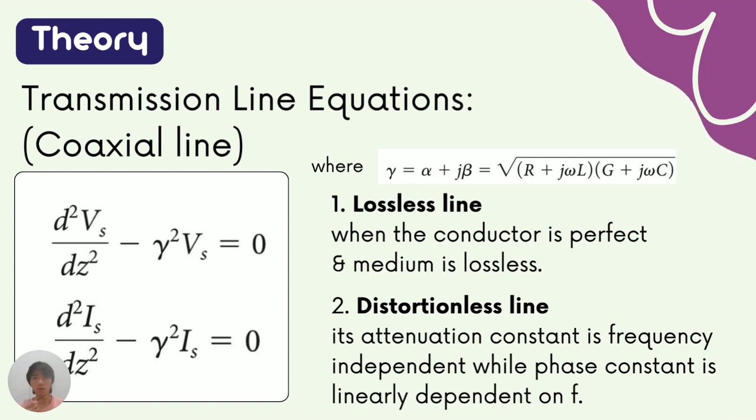Okay, and transmission lines can be characterized as lossless lines and distortionless lines. A lossless line is an ideal line with no attenuation at all, and a distortionless line is a real line which is designed to minimize the distortion by balancing inductance and capacitance per unit length.